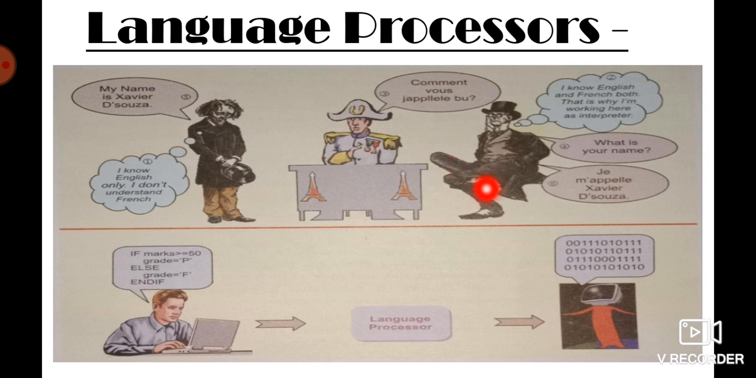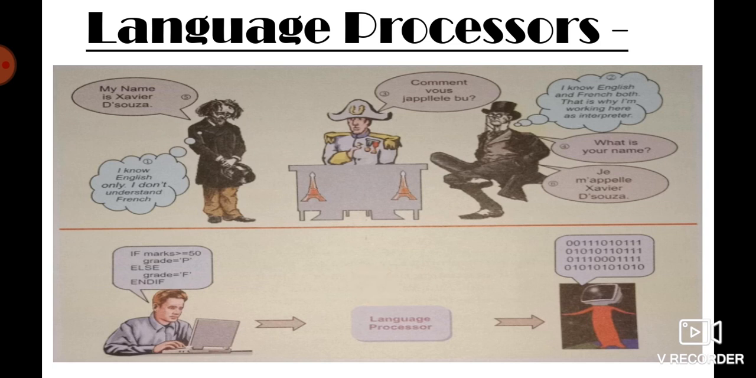So here is the role of this third person who knows both English and French. He will convert the English into French and tell it to this person. He will reply in French and again he will convert that French into English so that the first can understand. So similarly, the role this person plays here, the same role the language processor plays in our system.